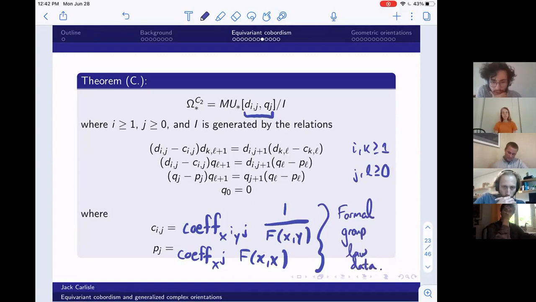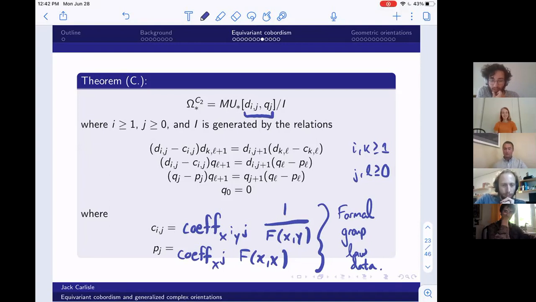Sorry, is f of xy supposed to be invertible in the ring of power series? Because it starts with x plus y, right? Thank you. Yeah. So I couldn't have planted better questions myself in the audience. It is in fact not a unit in the power series ring.